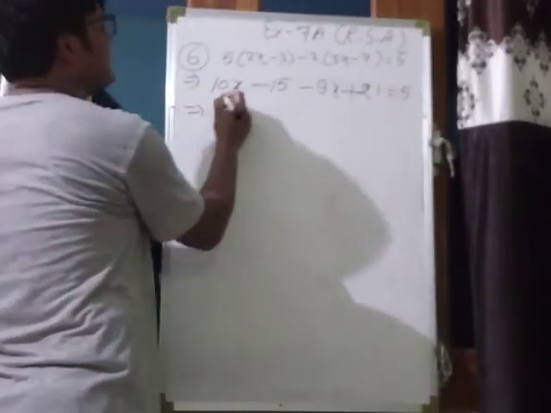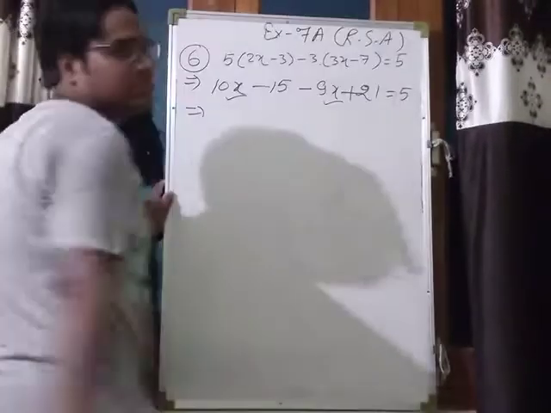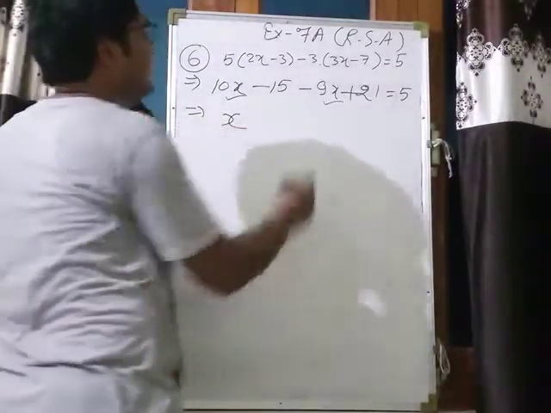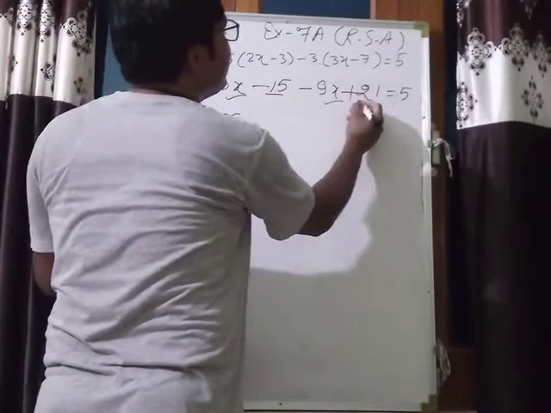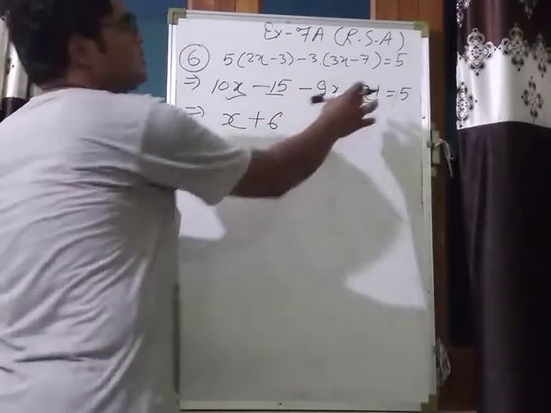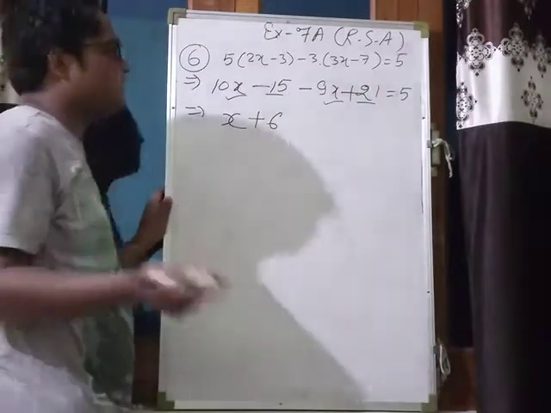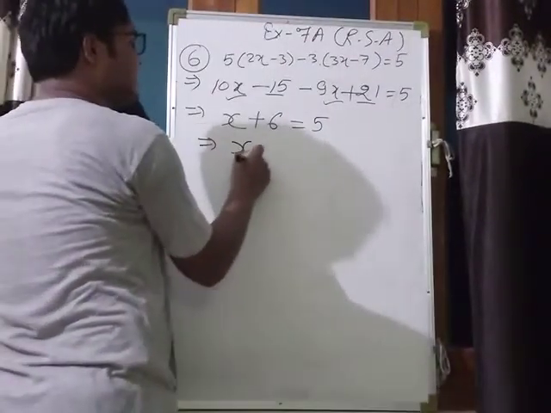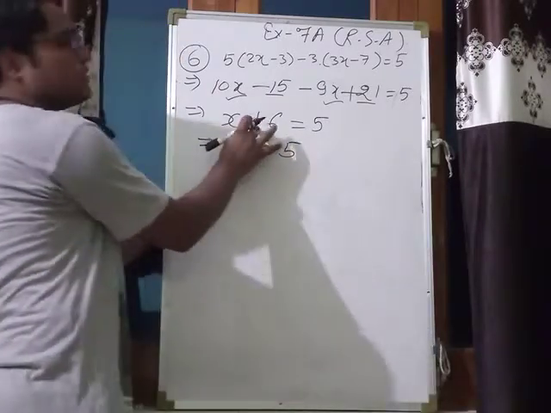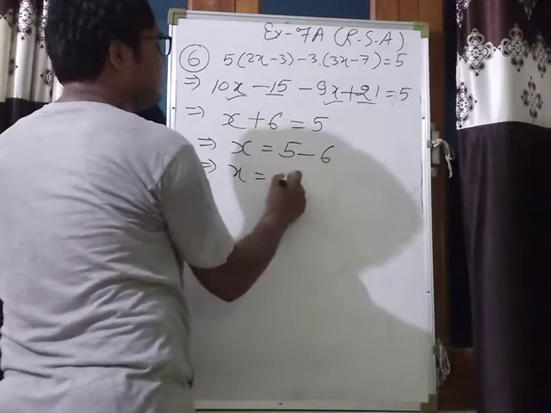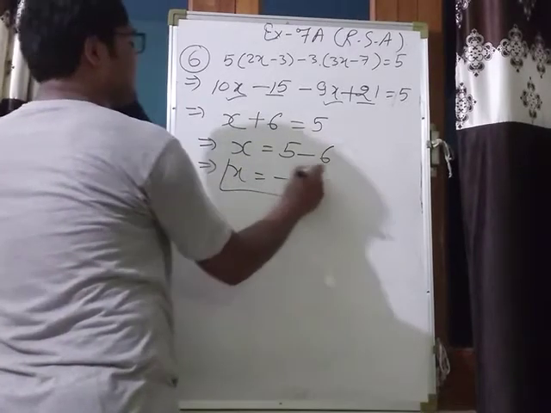So what will become? See, this is 10x minus 9x. 10x minus 9x means plus x. Okay? And this is minus 15 and plus 21. That is plus 6. Plus 21 minus 15, that is plus 6. Equal to 5. Then from here x is equal to 5, and transfer this plus 6 to right side. It will be minus 6. Means x is equal to minus 1. So that is your answer.